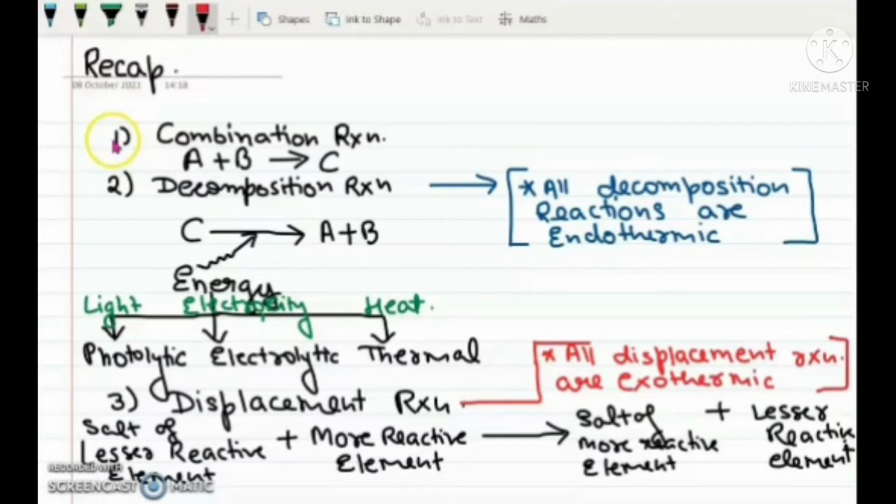Back with the revision for the double displacement reaction. But I feel that before I take you to the double displacement reaction, we should revise whatever we have done till now in a quick recap.